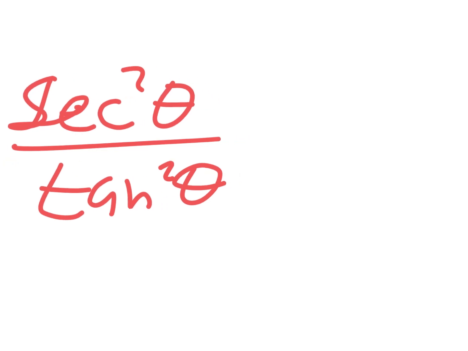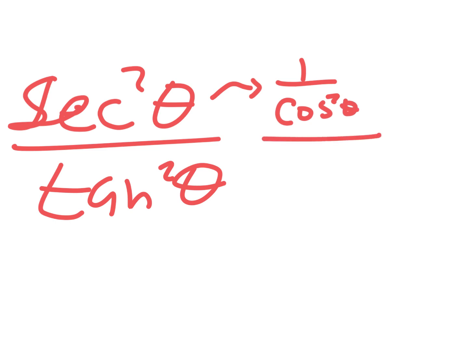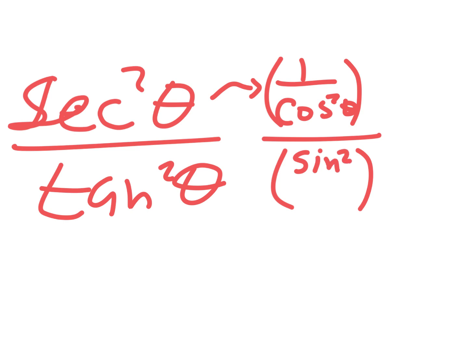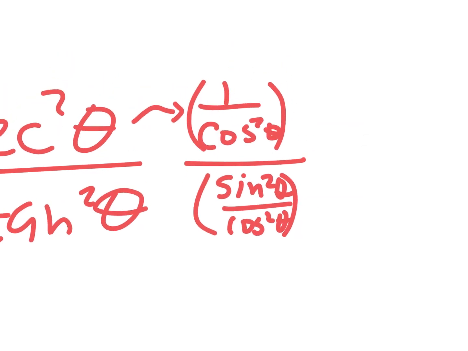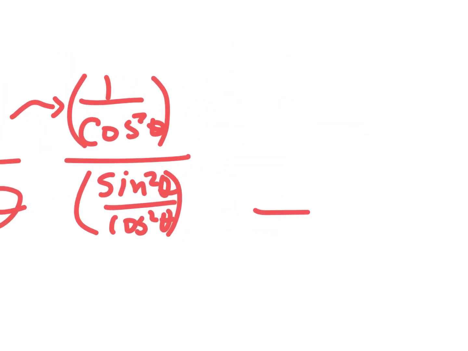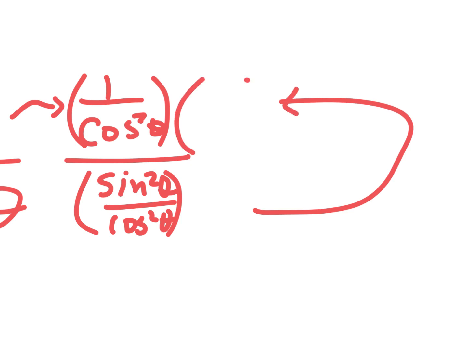There we go. So, can you tell me what secant changes into if I'm going to make everything into sine and cosine? Yeah, secant changes to 1 over cosine squared. And how about tangent? And tangent changes to sine squared over cosine squared. Yep. And now that can go to the top. Clean it up. See what you get for a final answer.